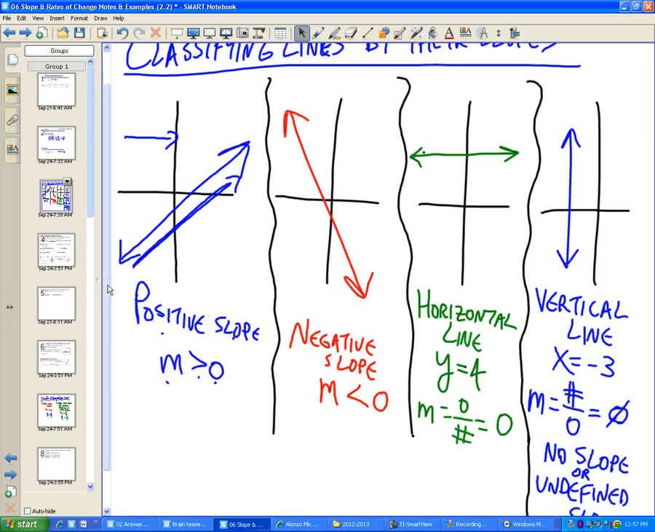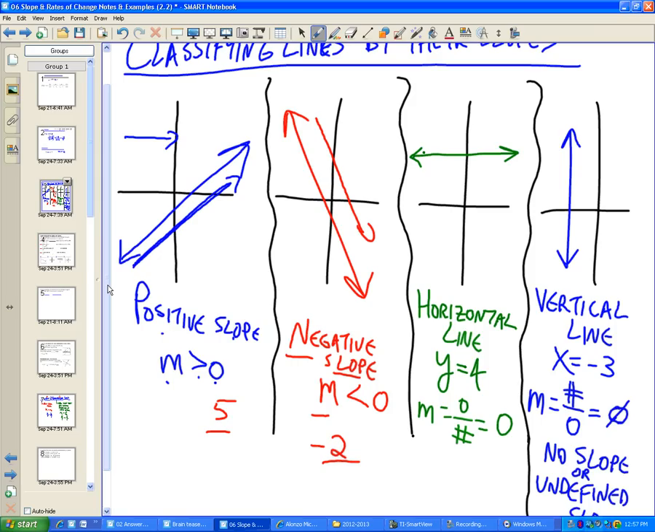From left to right, if my slope is declining, going down from left to right, that means I have a negative slope, and my slope is less than 0. So here my slope could have been a number like 5. Here my slope would have to be a number like negative 2. Positive slopes, negative slopes.